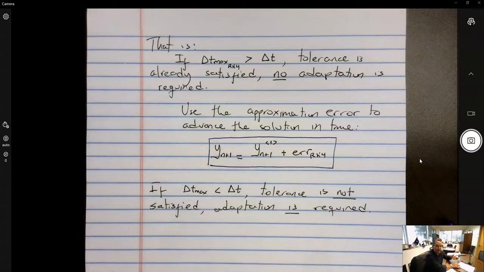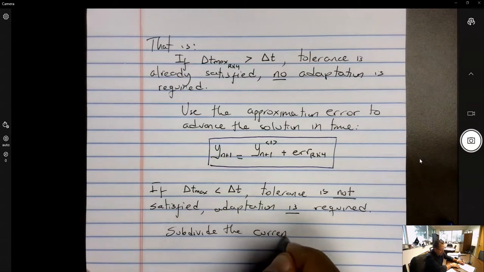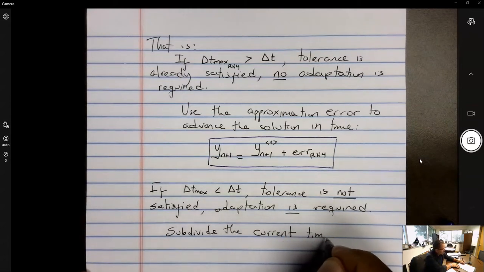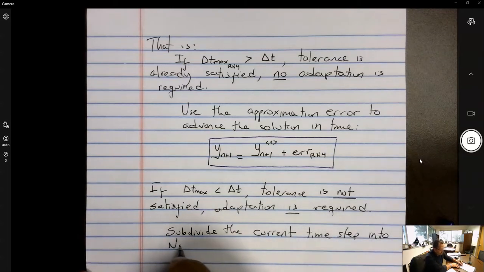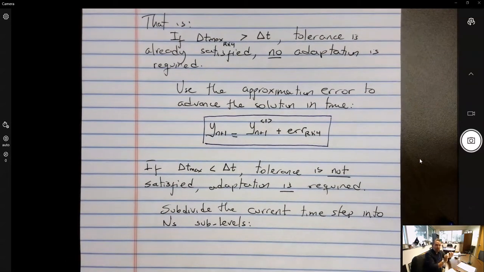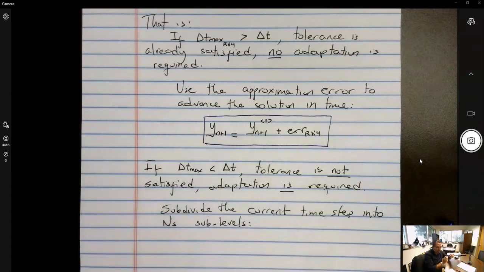So instead of going back and repeating the entire solution with this new delta t that you just calculated, what you're going to do is subdivide the current time step into ns sublevels. You're only going to do it for these time steps, because remember, the key to this is that later on, when the solution becomes smooth, you don't have to adapt the solution. The tolerance might already be satisfied with the coarse delta t that you're already using, so you don't need to do the subdivision all the time, only when you need it.